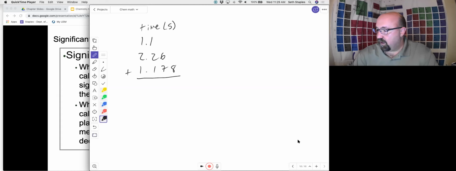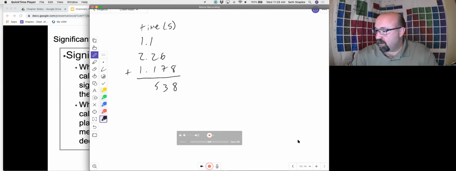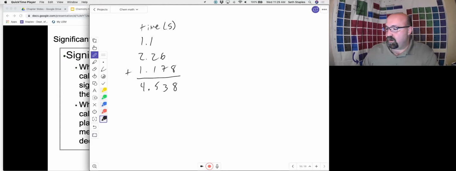So we're adding all those up. We get 4.538 for our number added up. But now what we have to look for is the fewest number of places past our decimal point. We can see that our first measurement only goes to the tenths spot. And so that's our cutoff. And so our answer here is going to be 4.5 seconds.